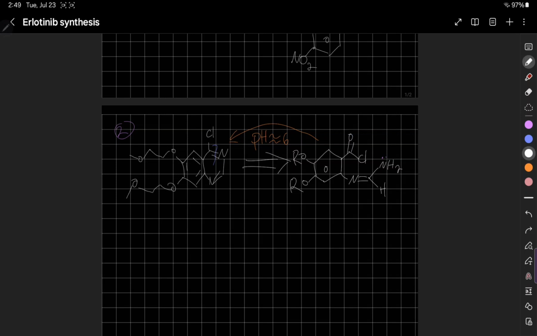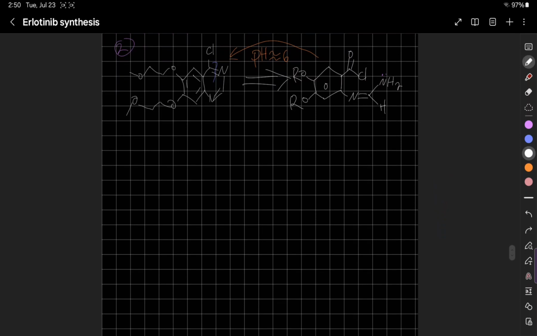But yeah, sound off in the comments. I'm fairly certain that if we actually did that in the lab, that chlorine would not be there. So, suggest another disconnection. Let's see what else we can come up with for this forward synthesis.